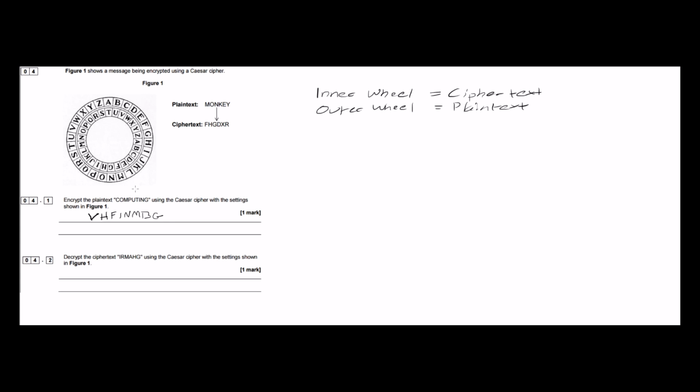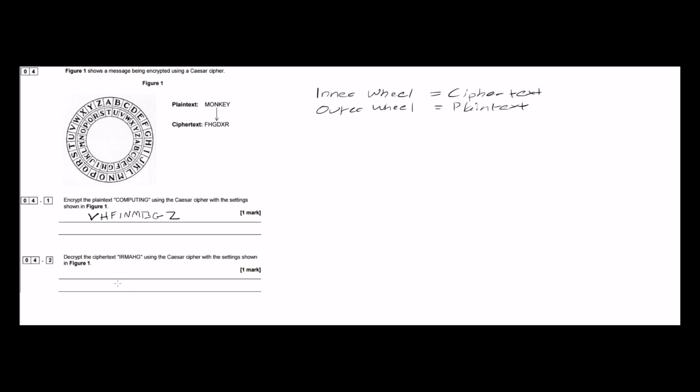And look for G, and that corresponds to Z. And that's our ciphertext, and that's how I answer part 4.1. And it's all jumbled up characters, and so we've got some ciphertext there, and that's computing encrypted using our Caesar cipher.